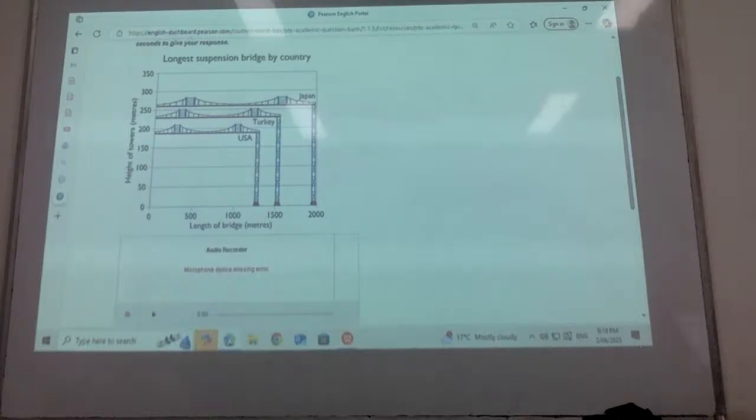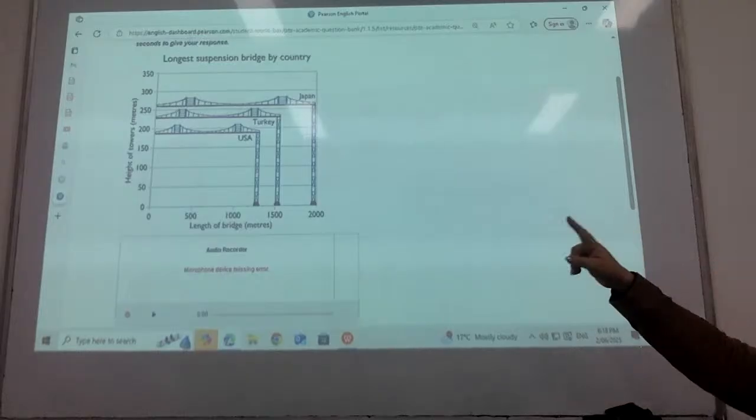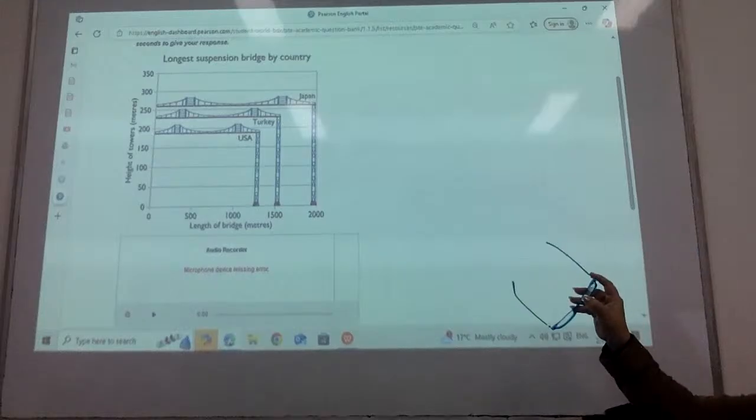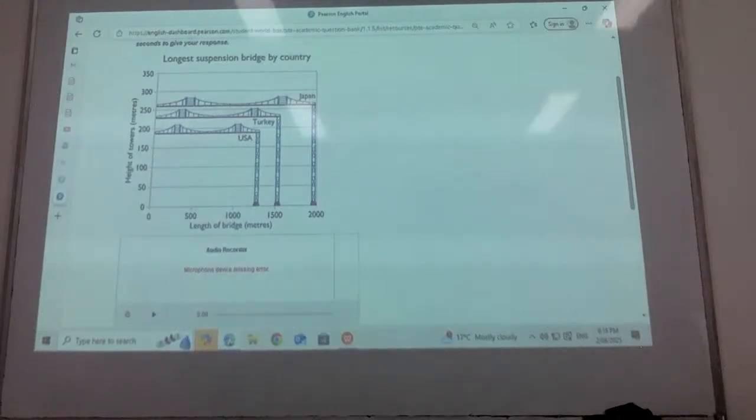What's the opposite of longest? Largo, corto, short. The shortest, correct? So you would go, USA is the shortest. Now, question. You said Japan is the longest. How much? USA or Japan? Only Japan? How many meters? 2,000 meters. Say it. 2,000 meters.